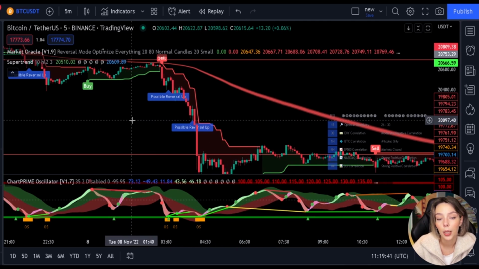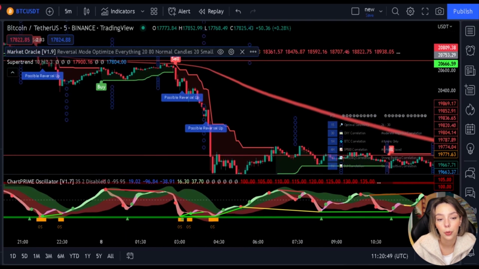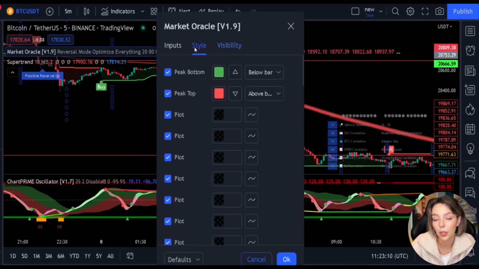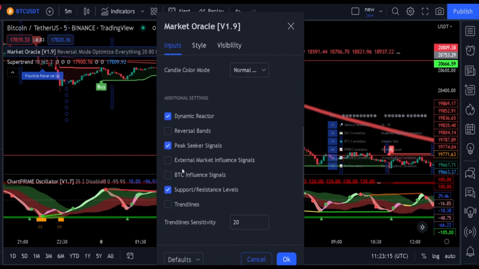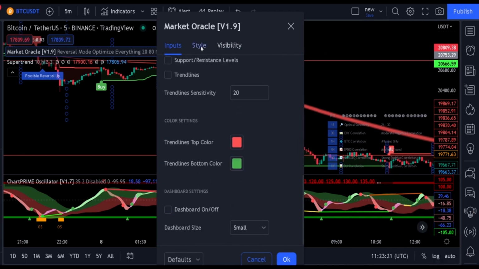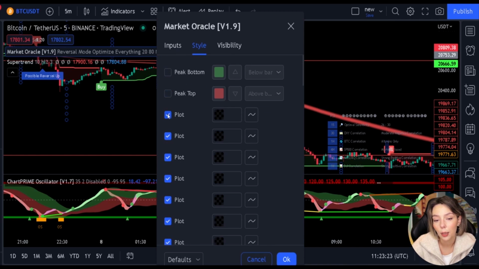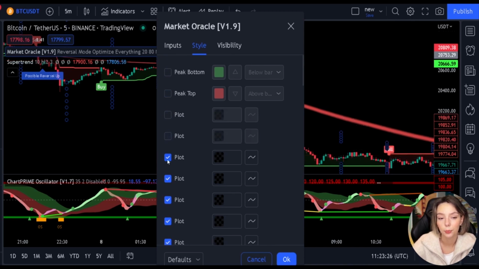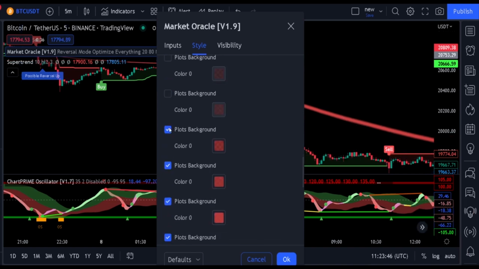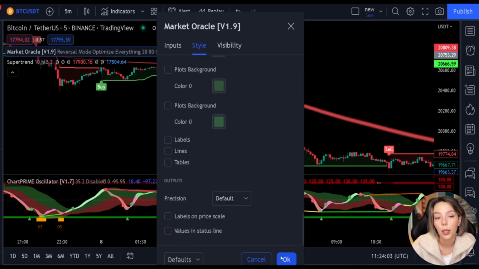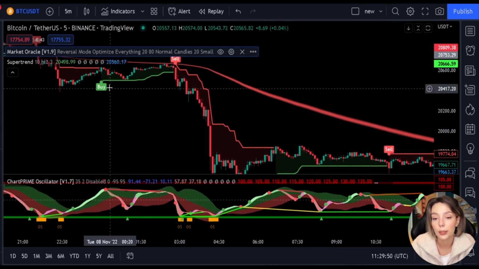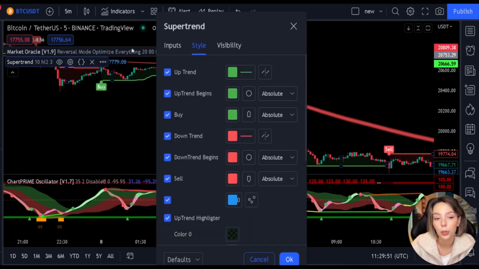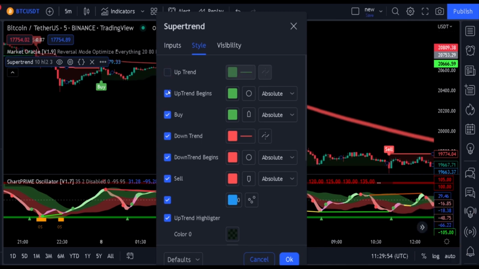Let's set up our indicators for further work. Go to the settings of the Market Oracle indicator, and in the Inputs tab, remove everything except Dynamic Reactor. And in the Style tab, remove all the checkboxes. Okay, now go to the settings of the Super Trend indicator, go to the Style tab and remove all the checkboxes except Buy and Sell.